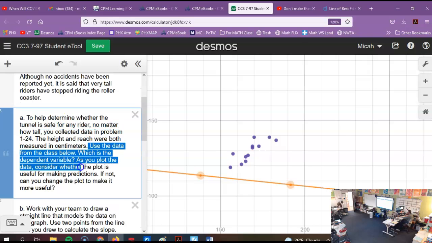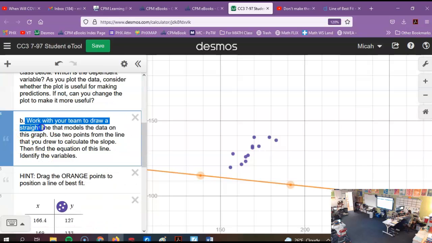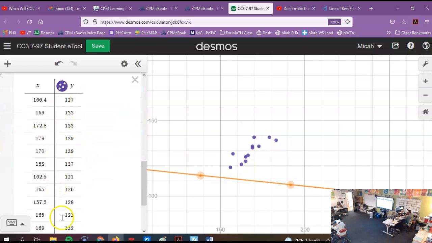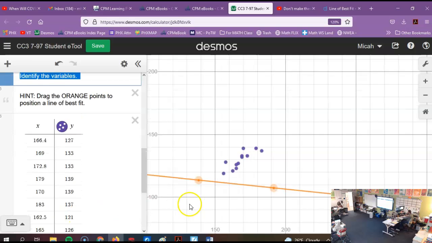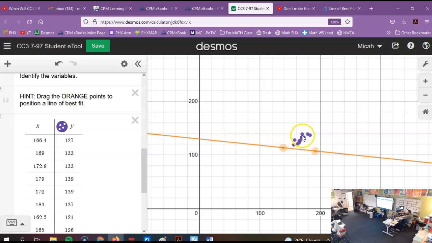Yeah. So we collected a bunch of data, right? We are going to work with our team to draw a line, and we're going to use technology because we're making our life easier today. And then we're going to use 2 points from our line to determine the slope and create an equation. Here are all the points, but we still need to do our line of best fit. So if I zoom out so I can see the axes, all of our points are really tightly clustered.